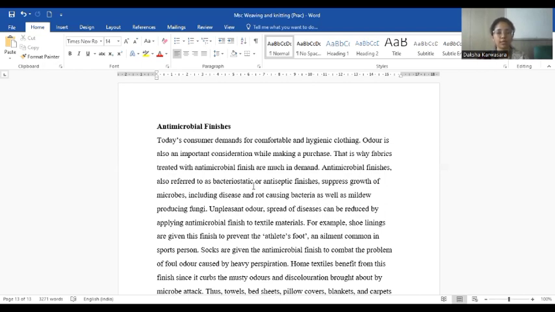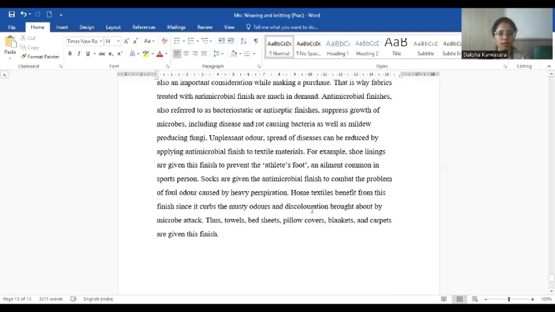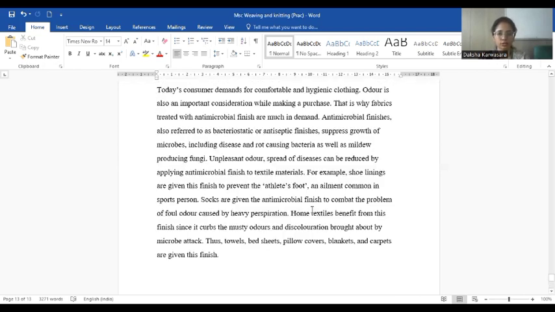So bacteria cannot grow on the particular fabric. Bacteria, fungi, and mildew are not able to grow on the fabric, and the structure of the fabric is not damaged. Unpleasant odor and spread of disease can also be avoided with this kind of finishes. So these are the classifications of finishes.